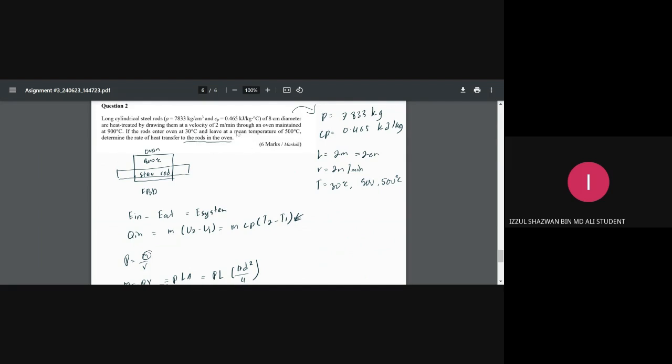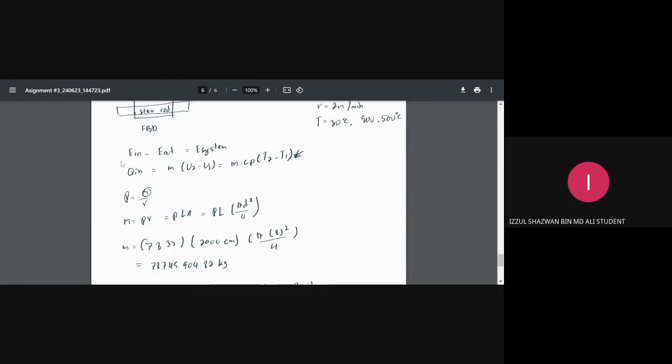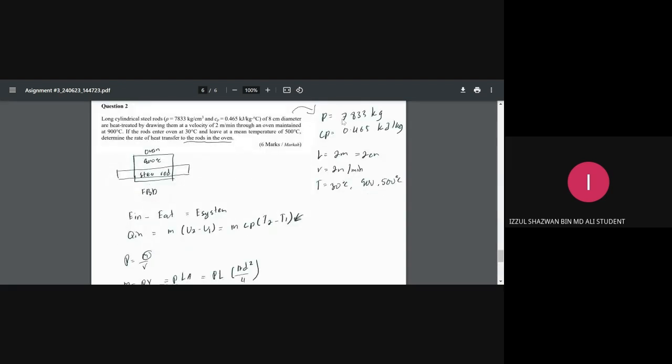Same as earlier, we bring out all of the points that we got and draw a free body diagram. First, we find E in minus E out equal to E system. We derive it to Q in equal to M times U2 minus U1. Then, since there's no U2 and U1 here, we change it to CP times temperature 2 minus temperature 1. As we know, it doesn't give us the mass for this equation.